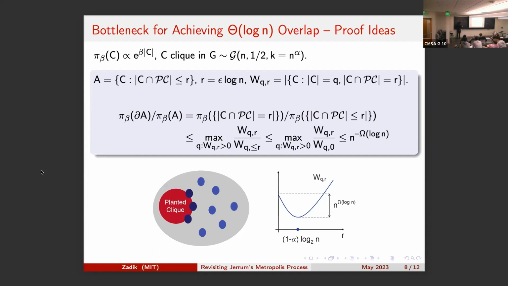It's the Q part plus log squared. Okay, so it's an easy calculation to do. But if you do this calculation, I think things become apparent. Look what's happening. The number W_QR, the number of cliques of size Q and overlap R: this is the Q part, it decomposes very nicely. This is the Q part, this is the factor of the size, and this is the overlap part.